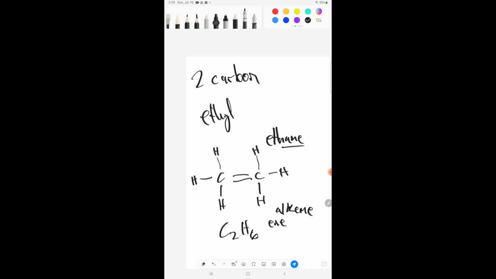Alkene would look like that. So this would be ethene now. And this would go away, right? These would go away because the carbons want 4 bonds. 1, 2, 3, 4. 1, 2, 3, 4.